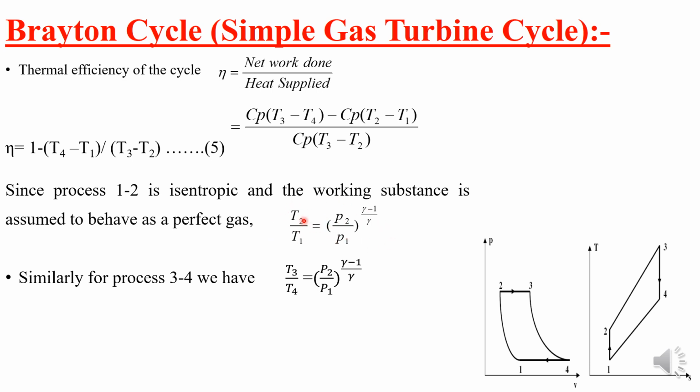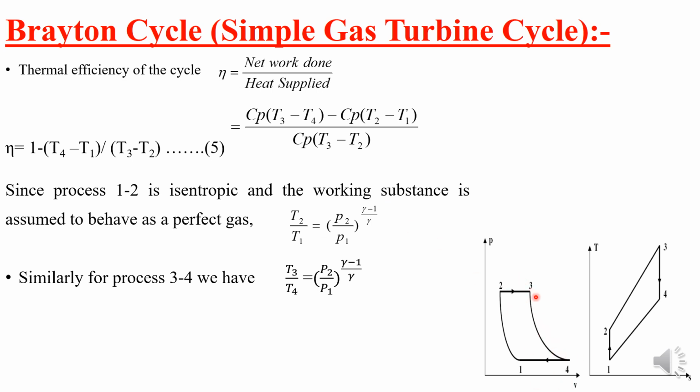the expression for our relationship between temperature and pressure for the process 1 to 2, because we have assumed the working fluid is air and it obeys the perfect gas equation. Once it obeys the perfect gas equation, it has to satisfy this equation also, that is, the relationship between temperature and pressure. Next, once you remember this for this process, then similarly 3 to 4 will be there.